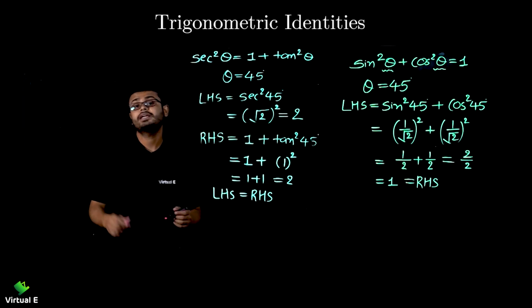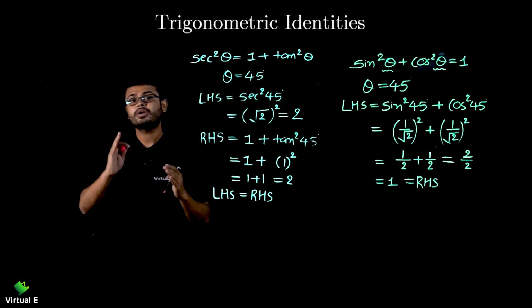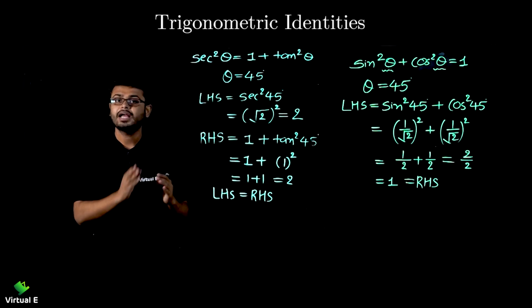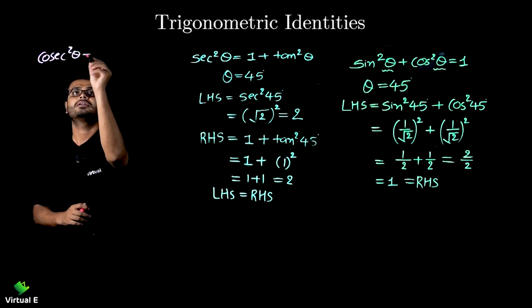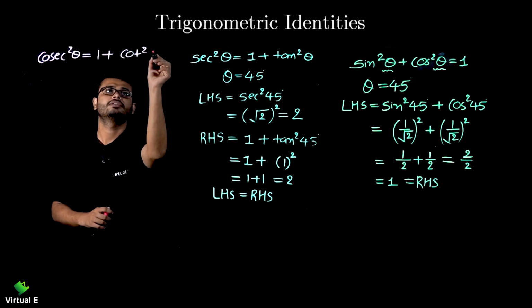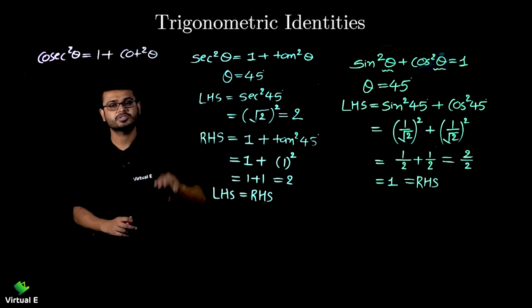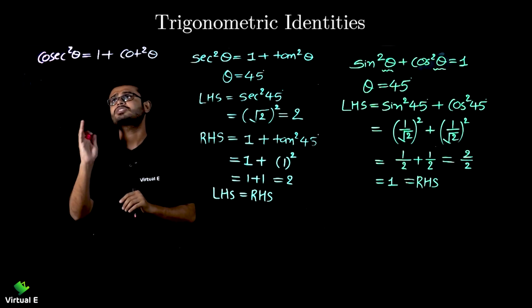So the third identity is, here we had a relation between sec and tan. Now we are going to have a relation between cosec and cot. The identity is cosec square theta is equal to 1 plus cot square theta. You must be thinking it is similar to the previous one, but the trigonometric ratio is different. Yes, it is. Now let's observe.